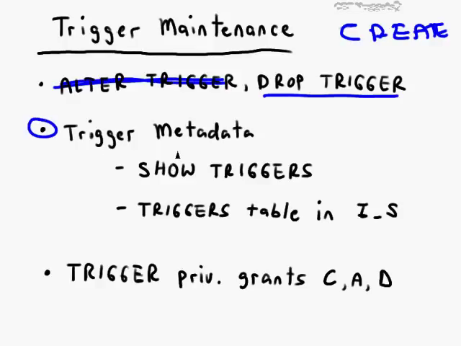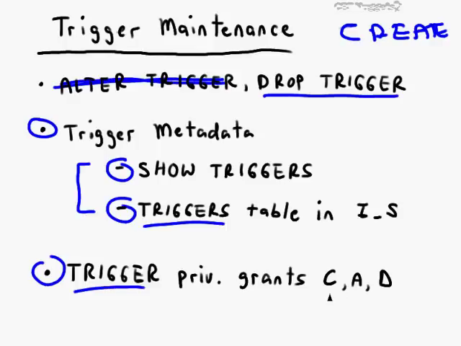We need to get the code for a trigger before we drop and recreate it for sure. Now we can go to Information Schema and look at the triggers view, and we also have a show triggers statement, both of which I'll show you in the demo. Also, from a security standpoint, we have a privilege called trigger that grants a user the create, not alter, but create and delete statements for triggers.